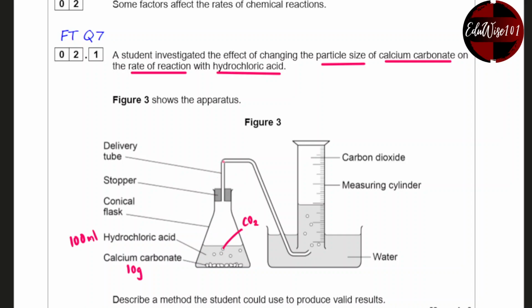Now the carbon dioxide gas will go up through the delivery tube and into the measuring cylinder here, and it will be collected over here. So you can measure the volume of carbon dioxide that is actually being given out.